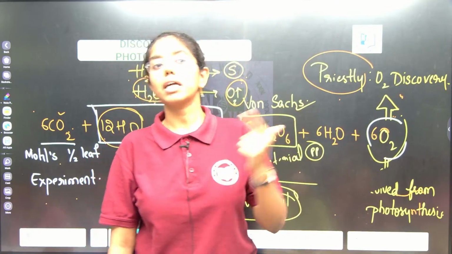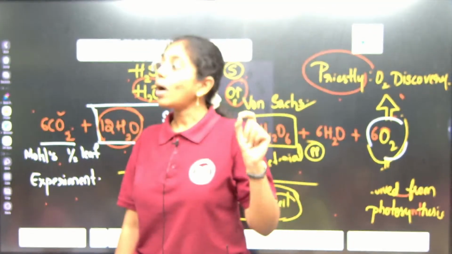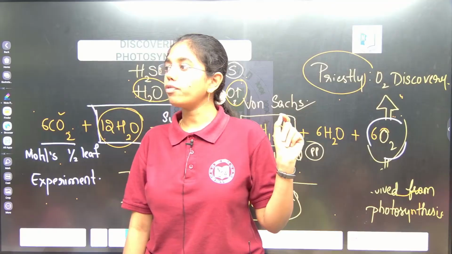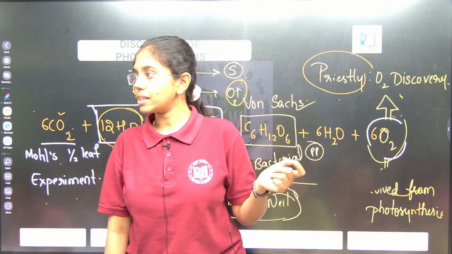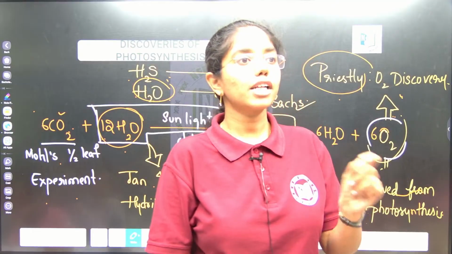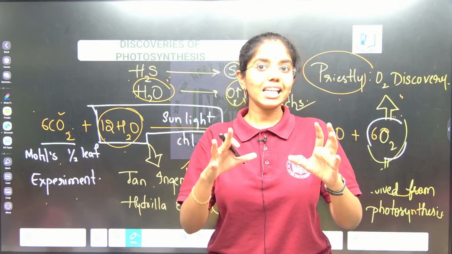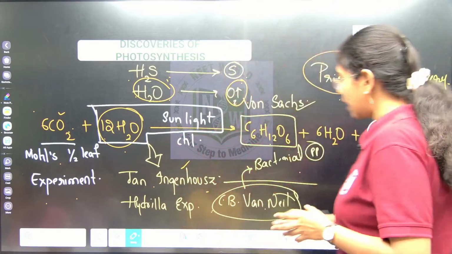C.B. Van Niel conducted what experiment? Bacterial photosynthesis. What is the electron donor of bacterial photosynthesis? H2S. Electron donor for oxygenic photosynthesis is H2O. Clear with the basic discoveries? So, it is Jan Ingenhousz who said that sunlight is essential.